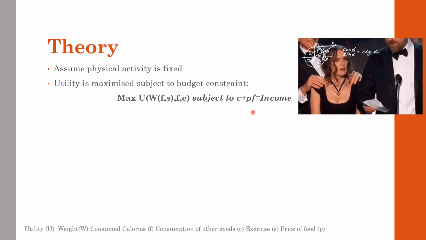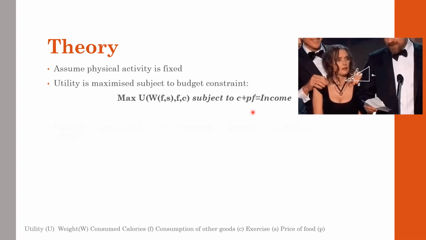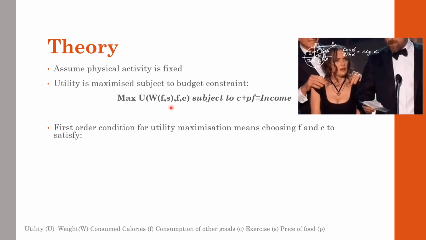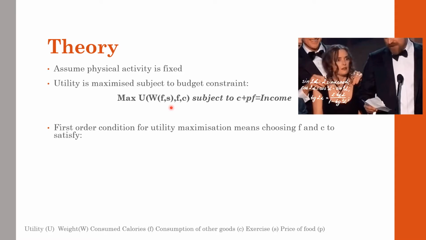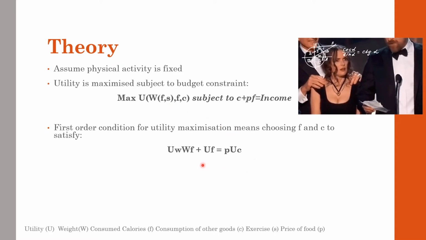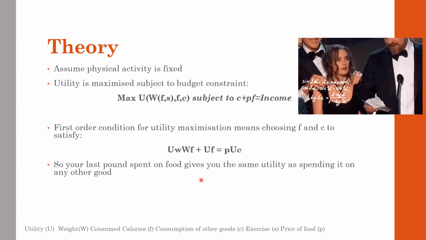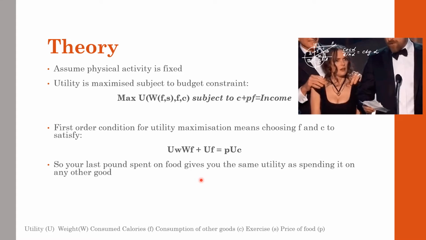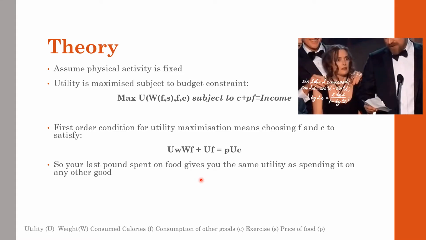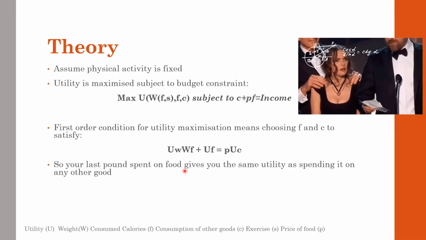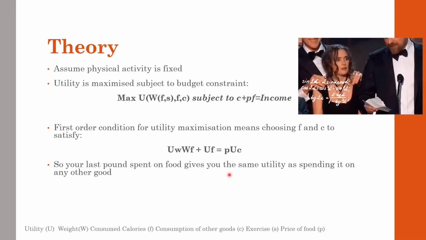Now, if you do a lot of complex maths and you substitute this equation on the right into this one on the left, you get a first order condition which looks like this. It looks very complex again, but all it's basically saying is your last pound spent on food gives you the same utility as spending it on any other good. So the money you spend on food must be equal to the opportunity cost of food.